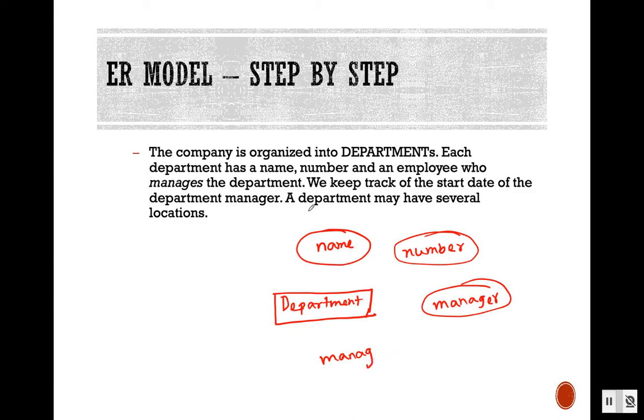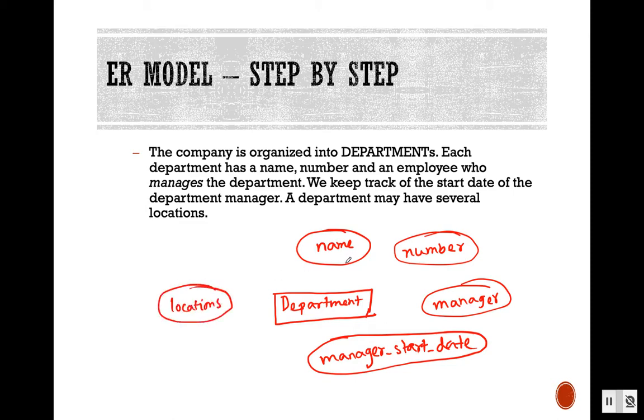So we are going to actually choose the name of the attribute as meaningful as possible. Manager start date. And a department can have several locations. Okay, so these will be our attributes. Now let's find out what other constraints from the attribute we have to take care of. So first of all, here what will be the key attribute?